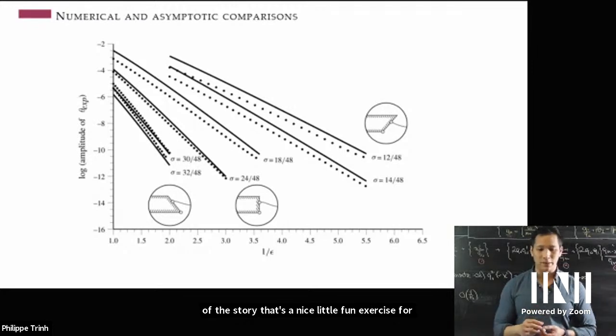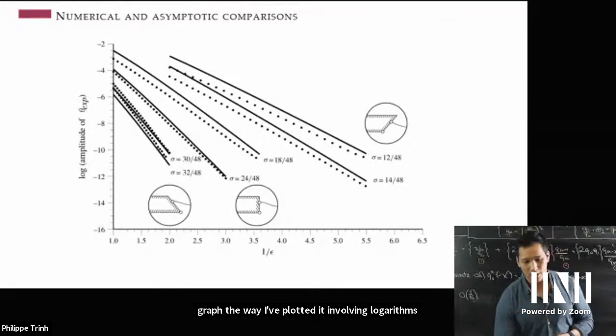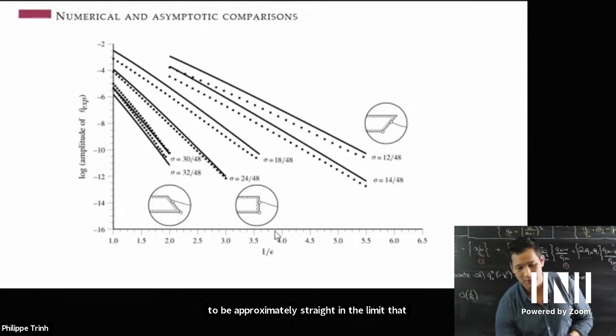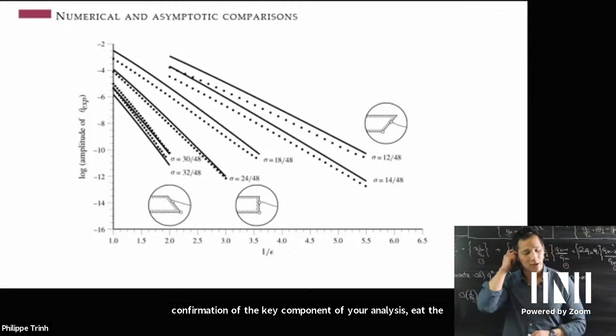I should point out by this graph, the gradient of this graph, the way I've plotted it, involving a logarithm of the amplitude at the top and then a 1 over epsilon on the right here, you're expecting this gradient to be approximately straight in the limit that epsilon tends to 0 as you move towards the right there. And you can see that it is straight. So that is basically a confirmation of the chi component of your analysis, the e to the chi over epsilon, e to the minus chi over epsilon, right?